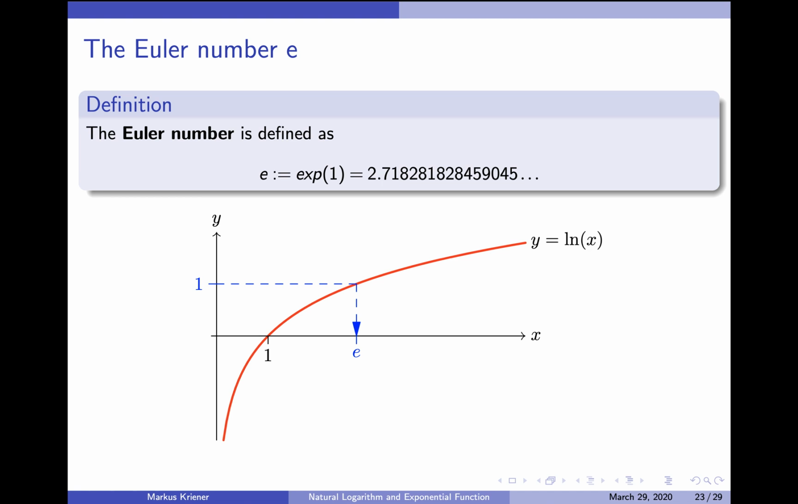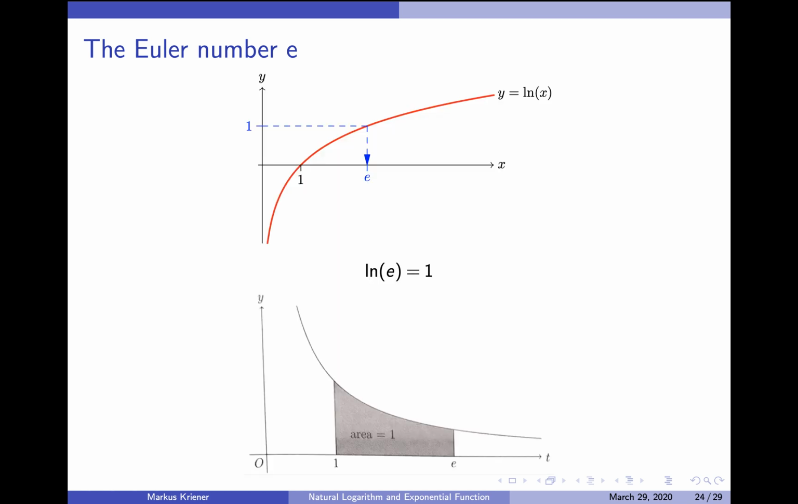But first, let's define the Euler number. It is exp of 1. So start with 1, go to the graph, you end up with e. Or you may say it is a number e such that ln of e is 1.